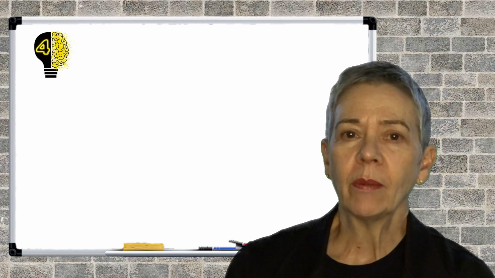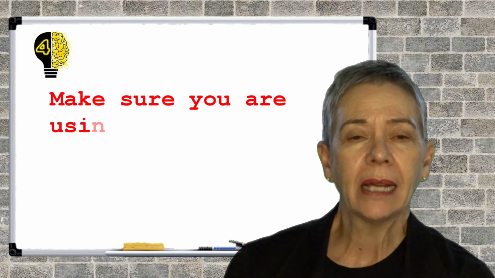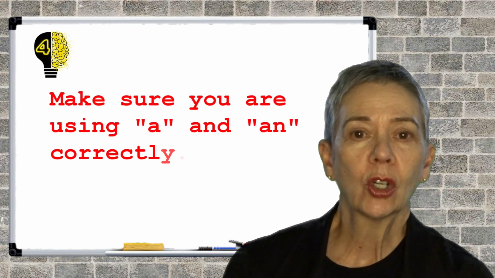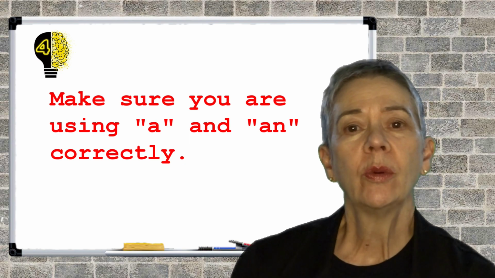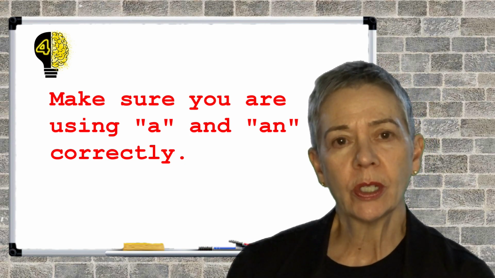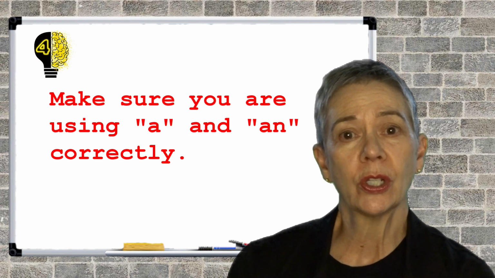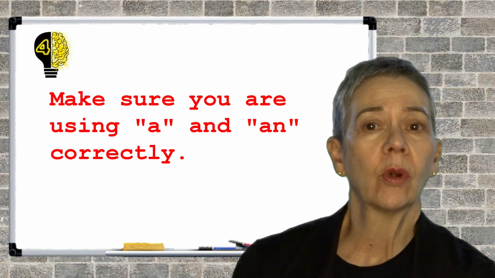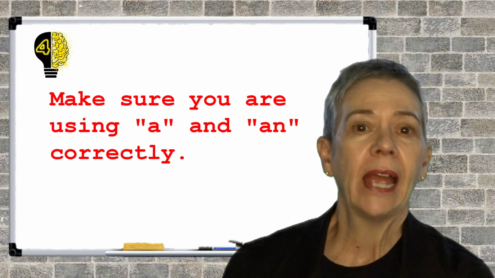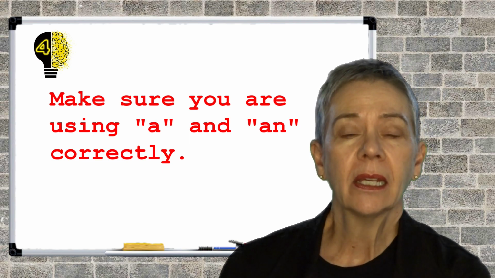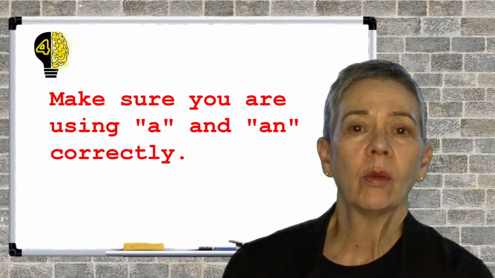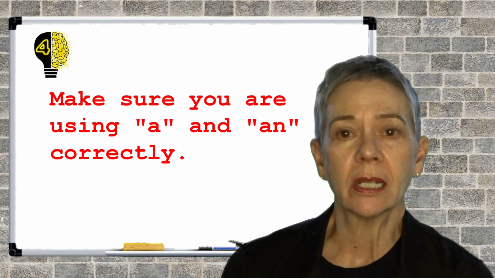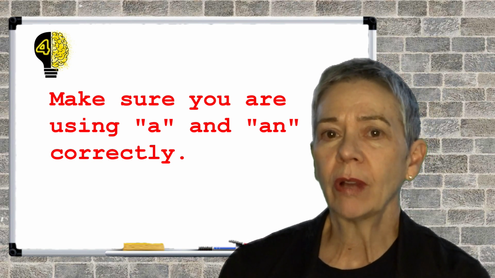Tip number 4, make sure you're using a and an correctly. When you were in elementary school, you probably learned that you use an as the indefinite article before a word that begins with a vowel, and you use a as the indefinite article before a word that begins with a consonant. That's not entirely correct.